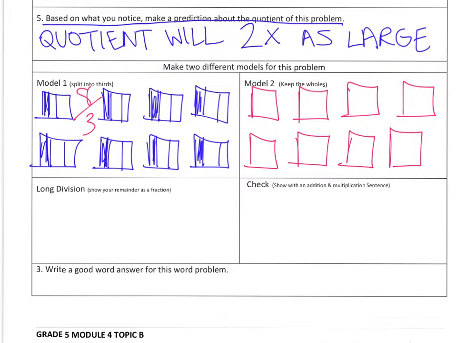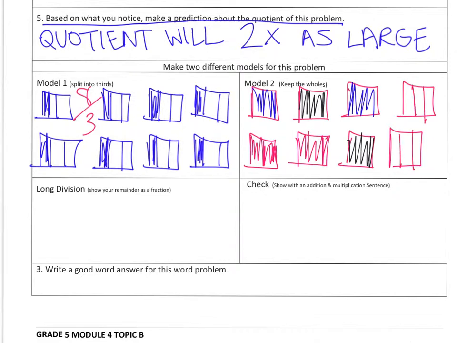Alright, I'm dividing by 3, so I'll use 3 different colors. So let's see. 1 for the red, 1 for the blue, 1 for the black. Alright, I've still got plenty left over, so let's keep going. Red, blue, black. Uh-oh, I only have 2 left. So I guess I'll divide these guys into thirds. And then I have the same amount in each color.